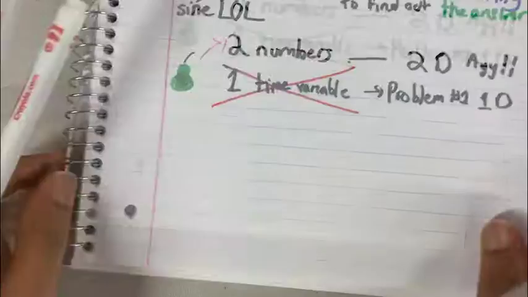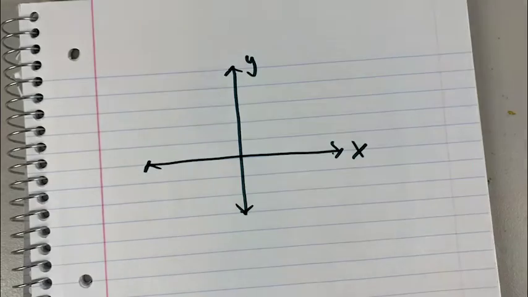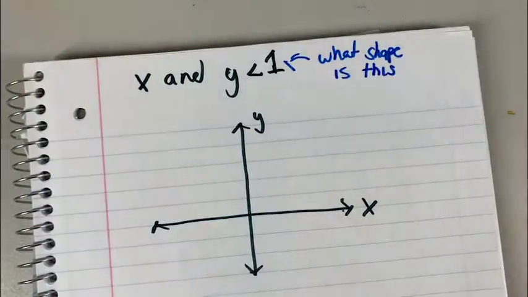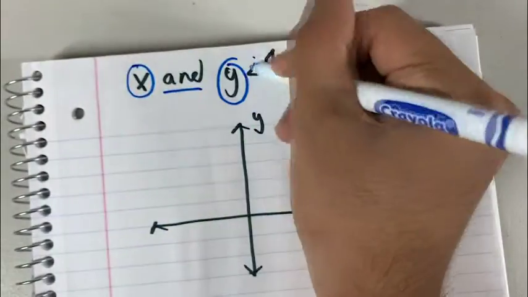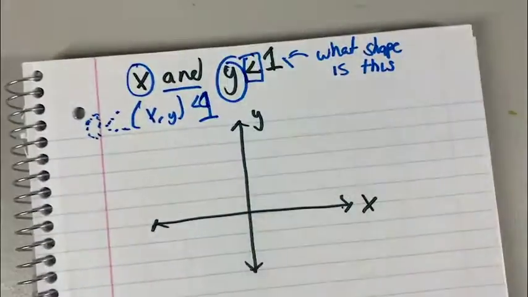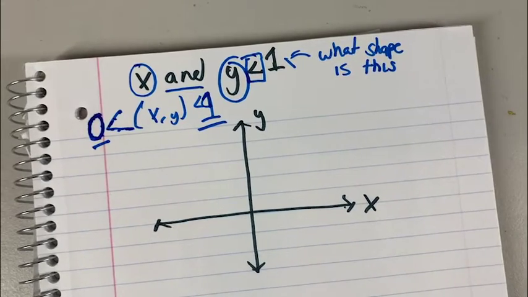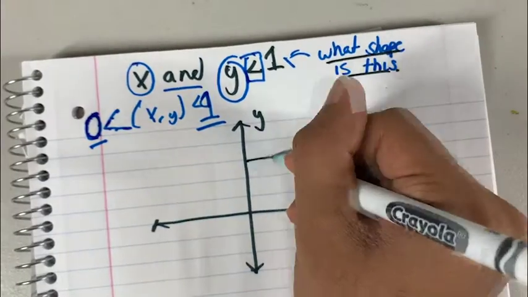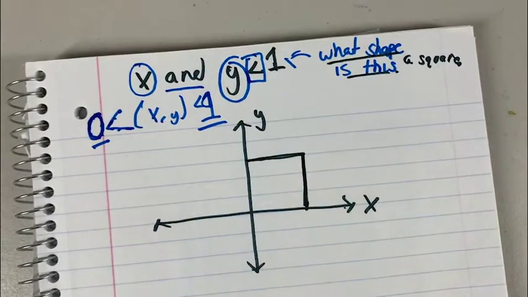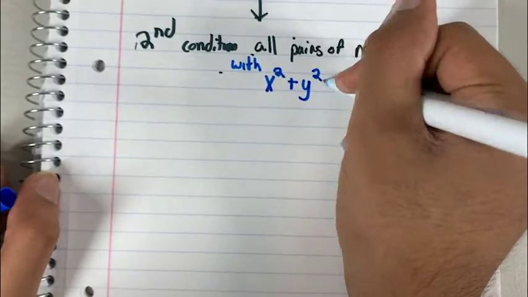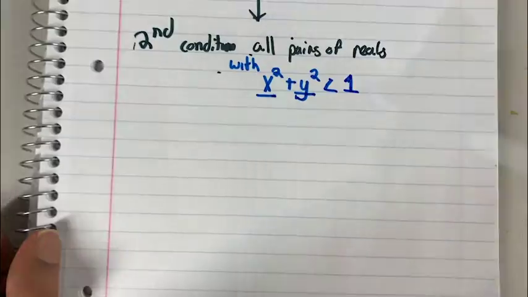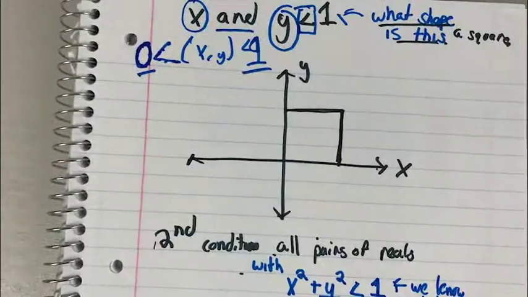Now, let's think about this. We want to think of a shape that represents our first condition, a shape that represents all x and y coordinates between 0 and 1. Let's think about this. Okay, so that's pretty clearly a square. Now let's think about our second condition. What shape represents all coordinates where the sum of the squares of x and y is less than 1? That's a circle with radius 1.